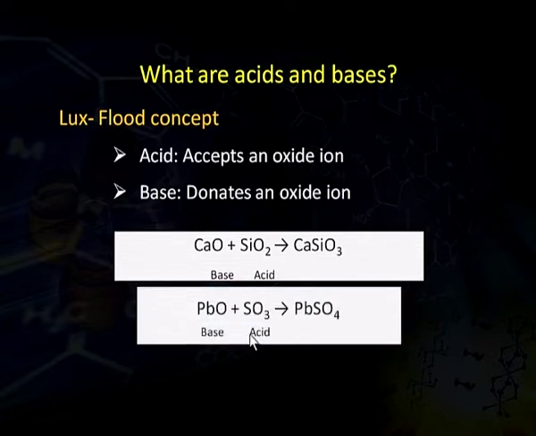Another example goes this way. We have lead oxide and sulfur trioxide. Here lead oxide donates its oxide ion to sulfur trioxide so as to form lead sulphate. In this case, lead oxide behaves as a base because it is donating its oxide ion, while sulfur trioxide behaves as an acid because it is accepting an oxide ion. So, this is also an example of a Lux Flood acid and base.